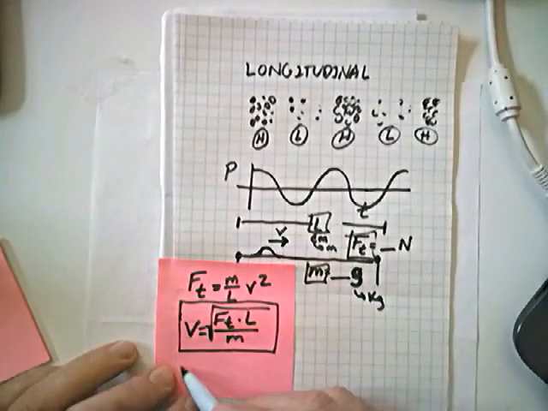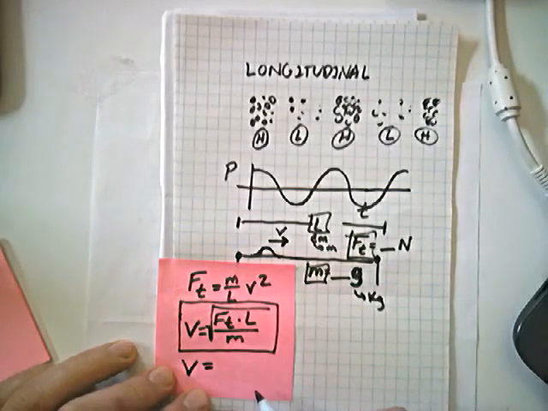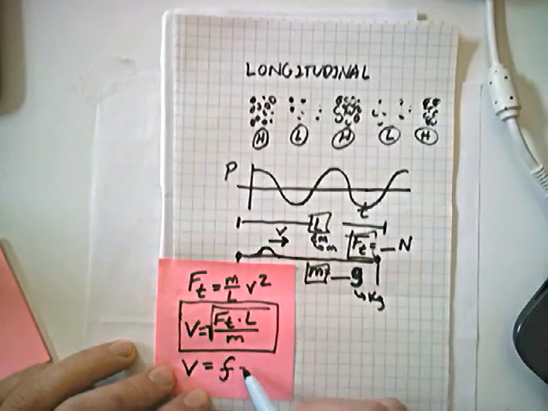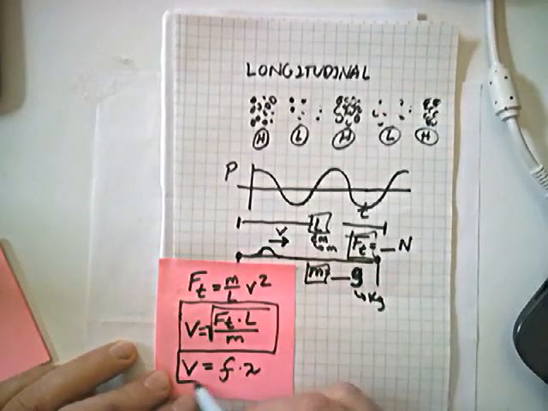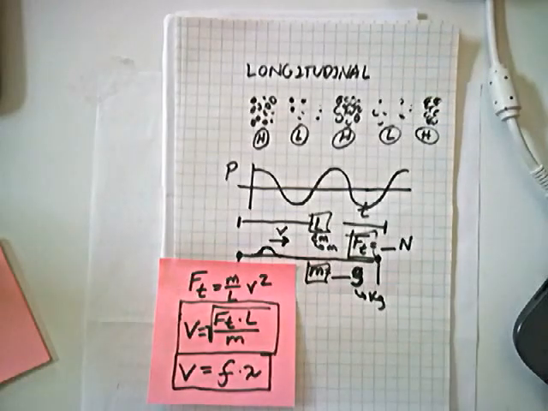Now there's other ways to get velocity as well, like we did before when we studied simple harmonic motion. You can find the velocity of a wave by taking its frequency times its wavelength. So we're going to use both of these when we go through and do a problem like this.